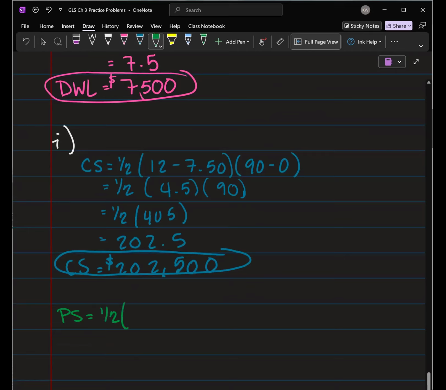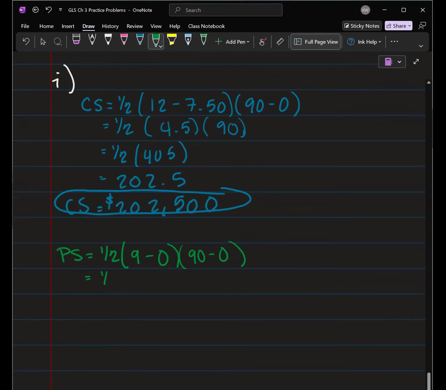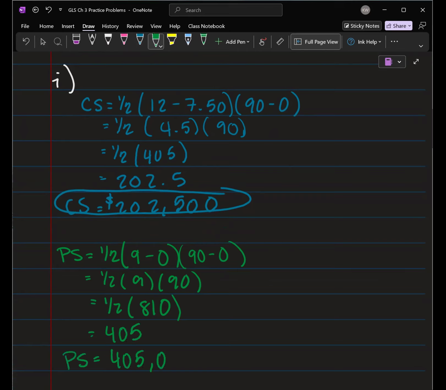So it'll be 1/2 times the difference between the price that sellers receive and their supply choke price, which is 0 in this case, times the amount traded, which is 90. And we just simplify. So we'll have 1/2 times 9 times 90. We'll have 1/2 times 810. So 810, right, divided by 2 is just going to give us $405. And then again, quantity is measured in thousands, so we multiply that by 1,000. And we get 405,000 as the producer surplus in this market with a subsidy.